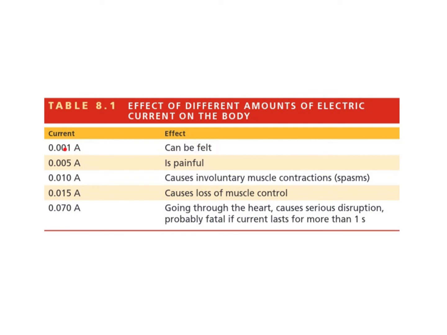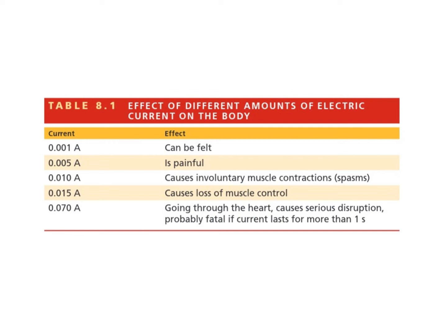That's actually where it's getting big enough to be felt. At about 5 times that much, it starts to be painful. 0.01 amps, that's when you start getting involuntary muscle contractions. Involuntary muscle contractions, what's that about?